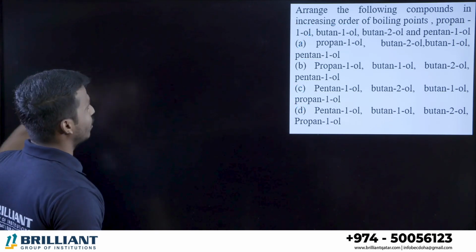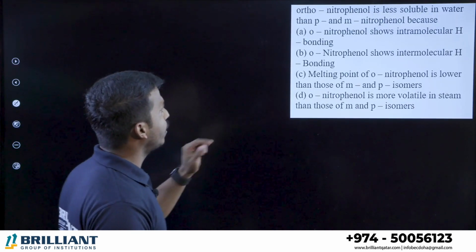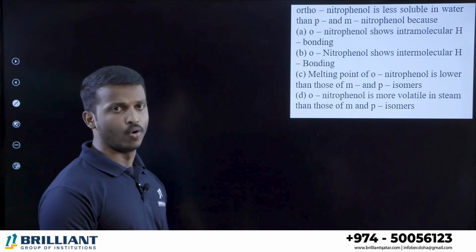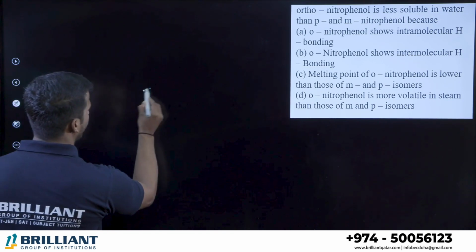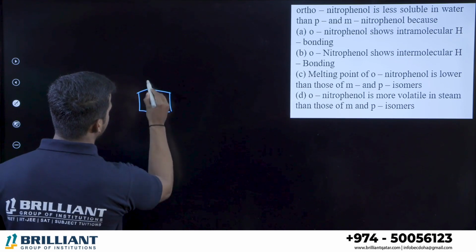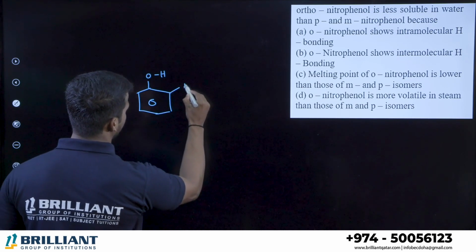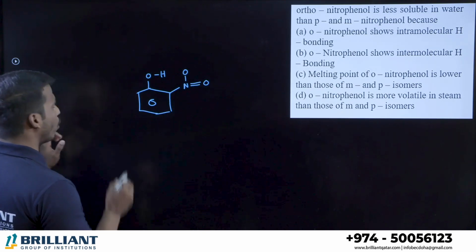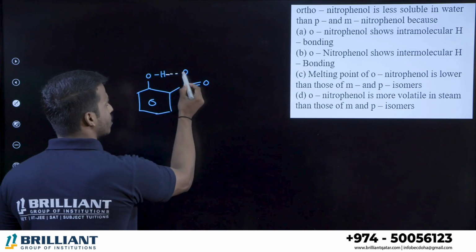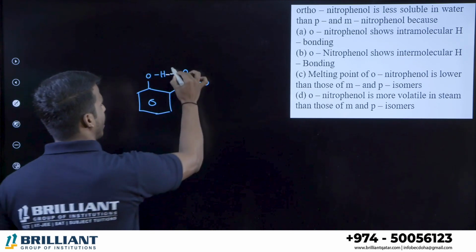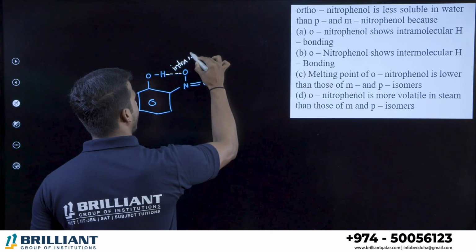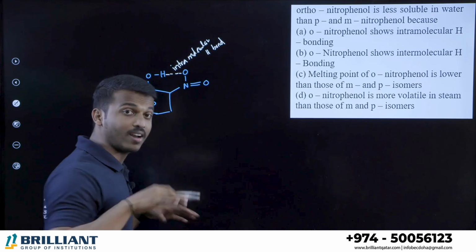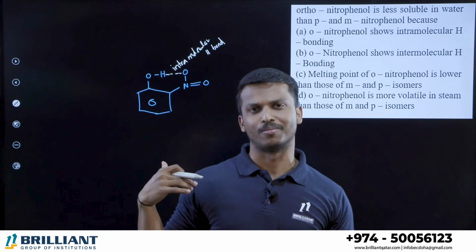Okay, so let's go to the next question, dear all. Orthonitrophenol is less soluble in water than para and metanitrophenol because... what is orthonitrophenol? This is called phenol, and at the ortho position there is a nitro group, NO2 group. You have studied that in orthonitrophenol there is intramolecular hydrogen bonding, right? What is meant by intra? Within the molecule there is hydrogen bonding, right?